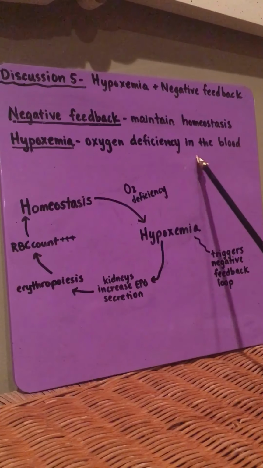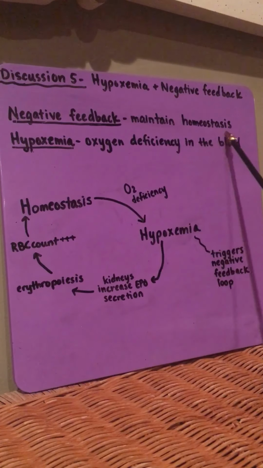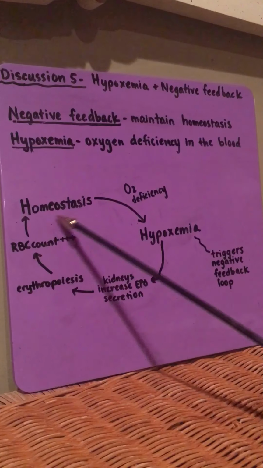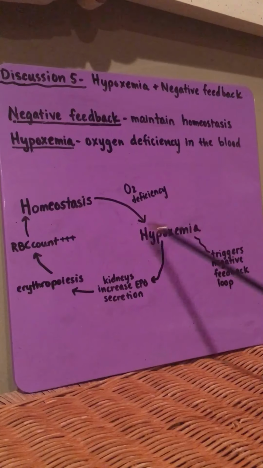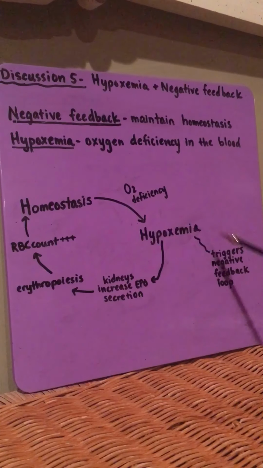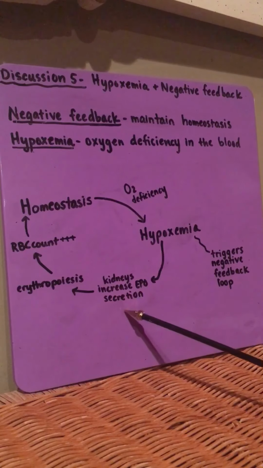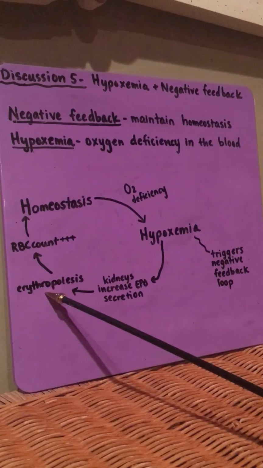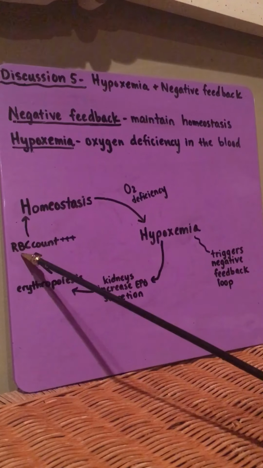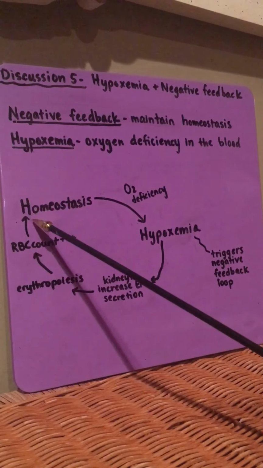Hypoxemia is a state of oxygen deficiency in the blood, and negative feedback is the process that the body takes to return to homeostasis. So you start with homeostasis. Something happens like oxygen deficiency, which leads to hypoxemia, and this will trigger a negative feedback loop that tells the kidneys to increase their EPO secretion, which leads to more erythropoiesis, or production of red blood cells, which will lead to a higher red blood cell count, which increases the amount of oxygen in the body and will return it to homeostasis.